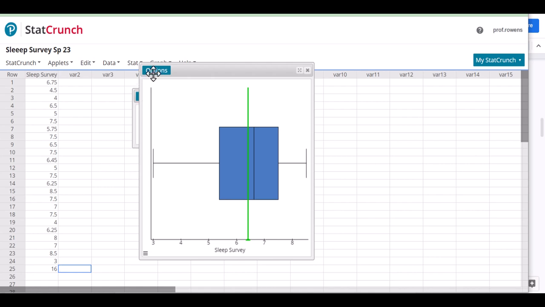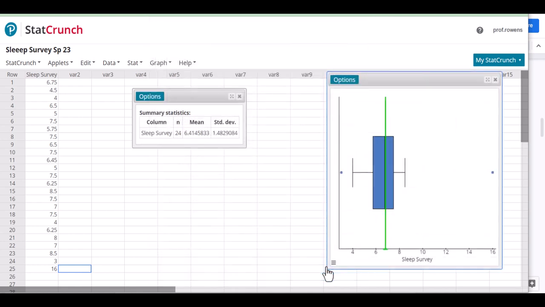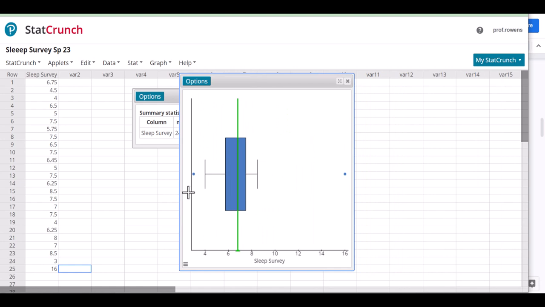So now let me go back to my box plot, edit, and I just want to capture that 16, so everything will be the same. Draw boxes horizontally and then compute. And now notice that now it shows 3 as an outlier, and that's just because the 16 pushed everything over, right?